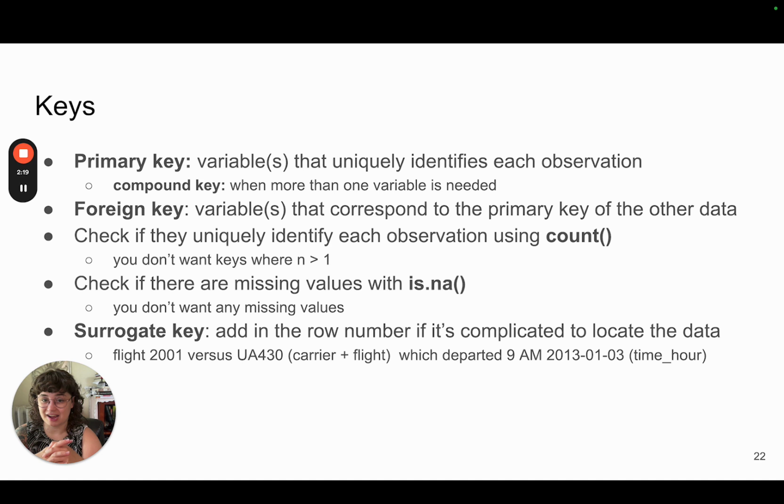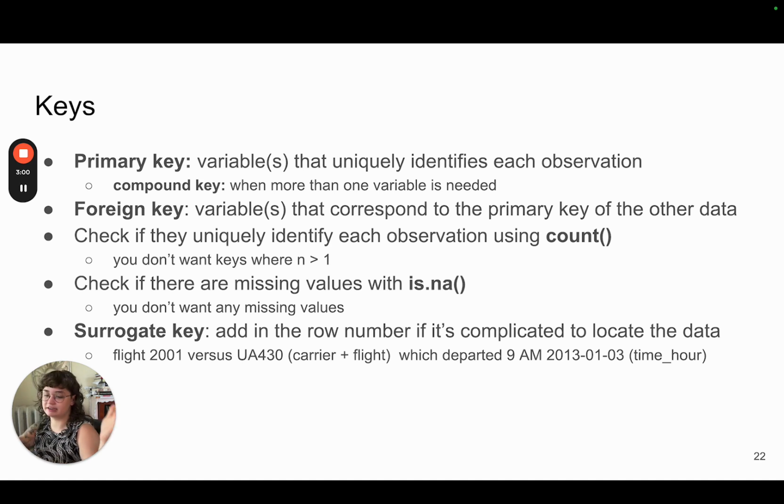You're going to want to check if they uniquely identify each observation, so these keys, using count. You don't want keys where n is greater than 1. And you also need to check if there are missing values. So using is.na, you don't want any missing values. And then a surrogate key would be when you add in something like a row number if it's too complicated to locate the data. So just having a row, so flight 2001, as opposed to having to look for UA 430, which is the carrier in the flight that departed at 9 a.m. 2013-103. That's really complicated when instead we can just have a row key.